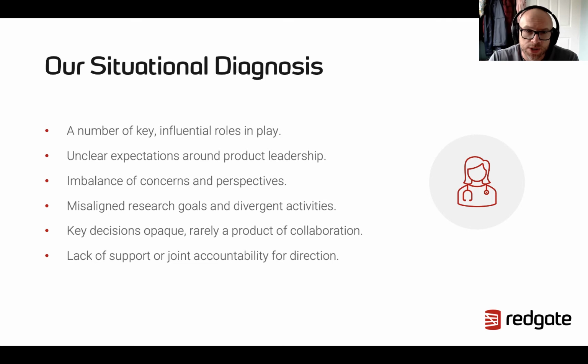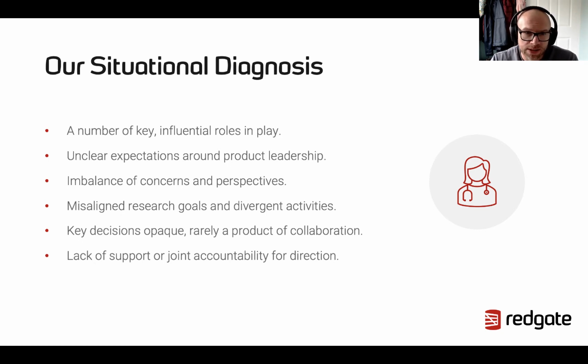As a result of this structure and our definition of roles and responsibilities, we were at the time able to form the following diagnosis. Product leadership was unofficially spread across 3 roles with unclear expectations. Product designers, technical leads and product managers all had some degree of influence over the overall direction of the product and what to build. But we often saw an imbalance of concerns and perspectives between these key influential roles.